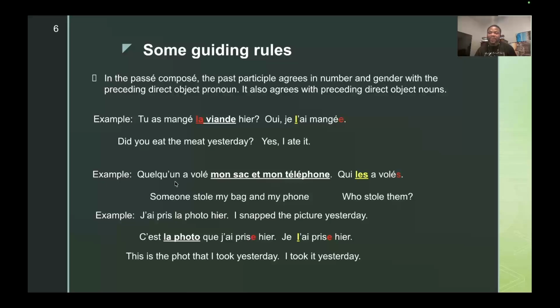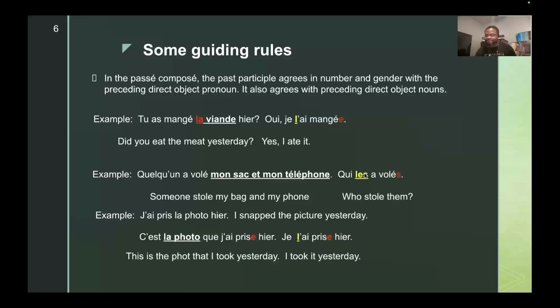Now, quelqu'un a volé mon sac et mon téléphone. Someone stole my bag and my phone. Who stole them? The two of them. So we have two things that have been stolen. Qui a volé quoi? They stole what? Mon sac, singular, et mon téléphone. The two together now make it plural. Though téléphone is masculine, we have mon sac. They are both masculine. So we just add an s so that volé, the past participle, will agree with the direct object here, which is also plural.